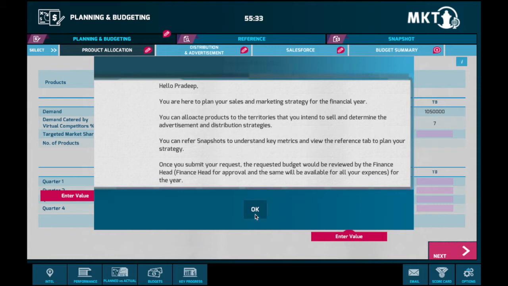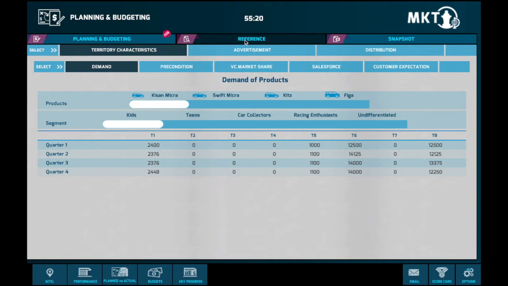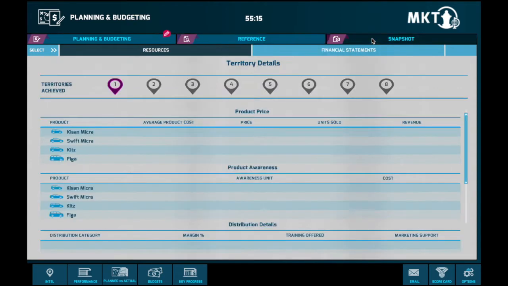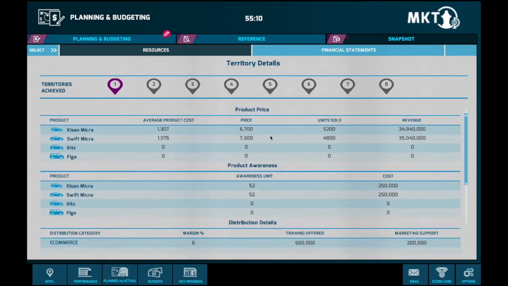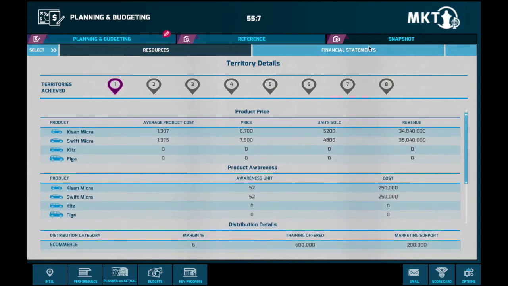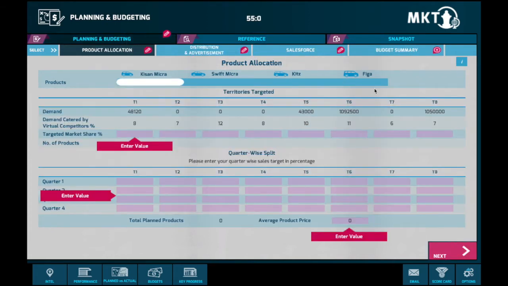Now let us look at how the marketing department would have to submit the plan. The planning screen distinctly contains three sections. The section on planning and budgeting, this is where you would be taking your decision. The section of reference, which is nothing but the choices that you have in order to make your decisions. And the section on snapshot, which gives you an overall view of your last year's performance. You would need to look at your last year's performance and the set of choices that you have in order to make your current year's performance.